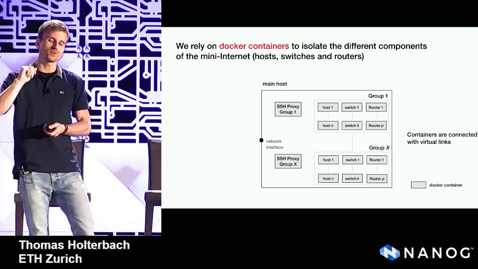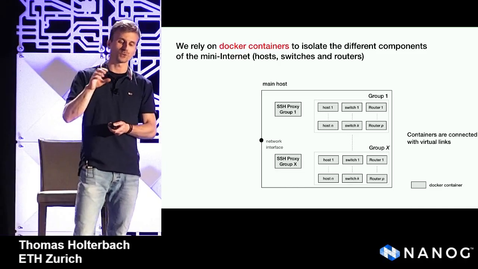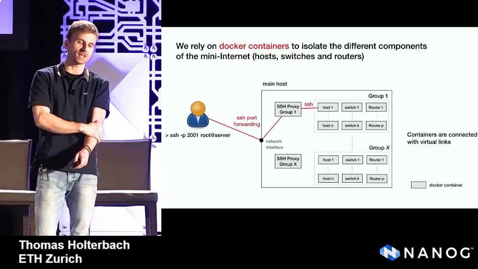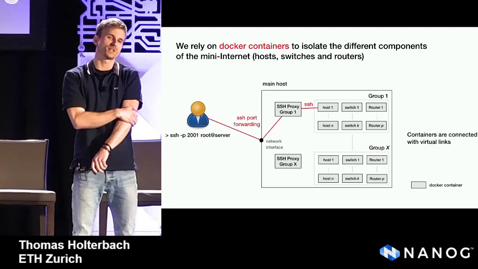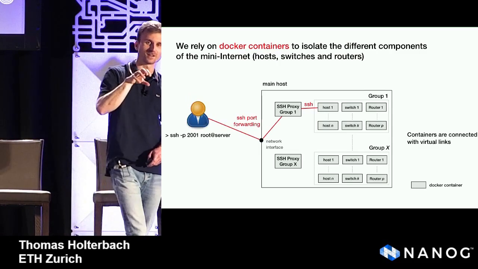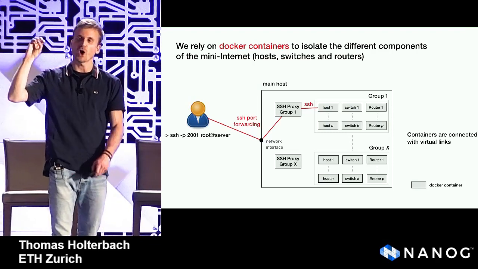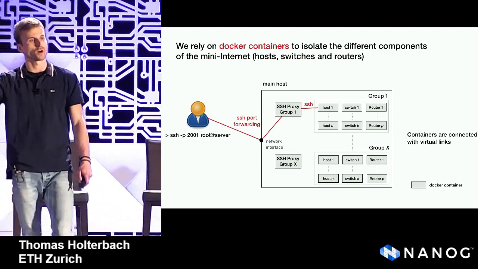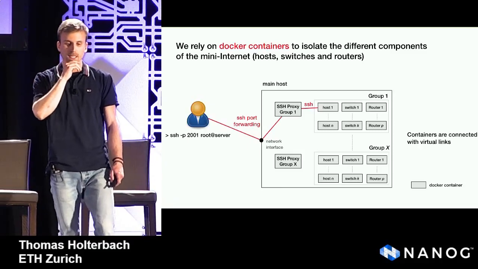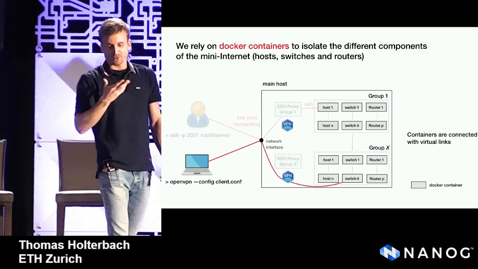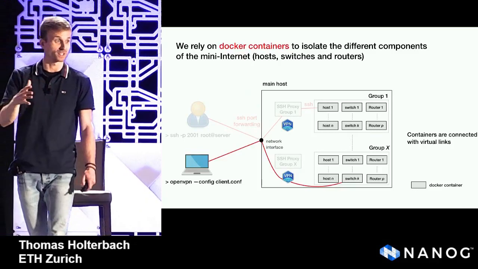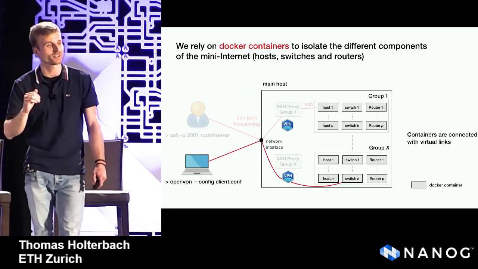So we use additional Docker containers that we call SSH proxy containers. How it works is, basically, a student first SSHs into the SSH proxy container of their group, and then from that proxy container, they can SSH only to the containers running their routers, switches or hosts. So this is how we do this. We also have, as I said before, some VPN servers, so the students can use OpenVPN to connect their laptop or their smartphone directly into the mini internet.